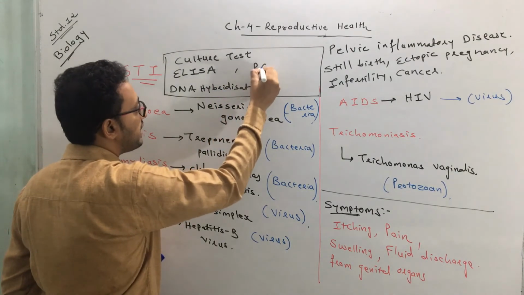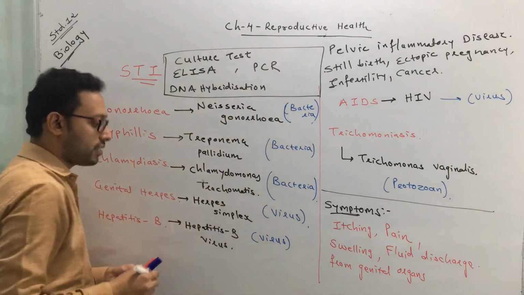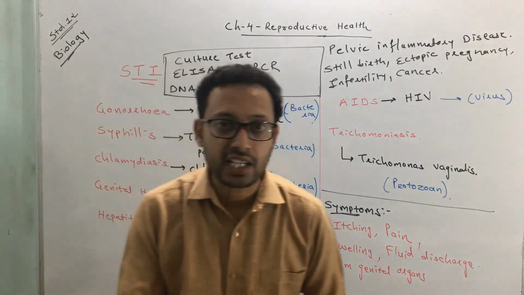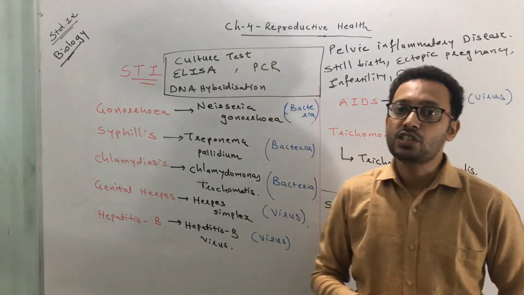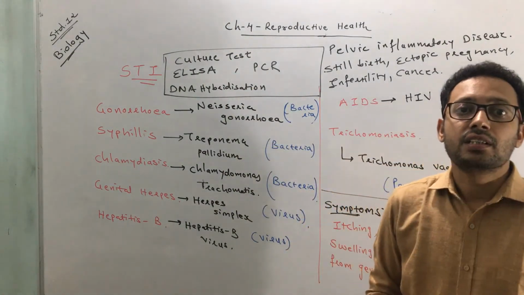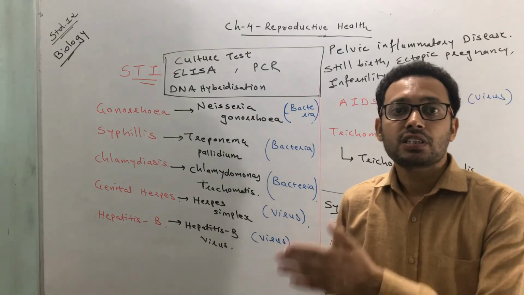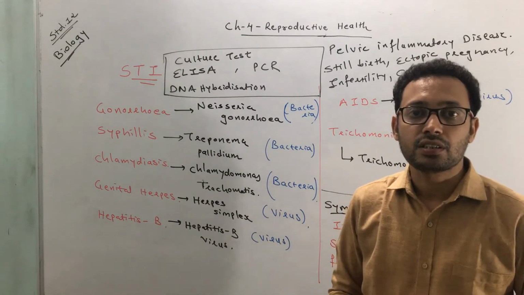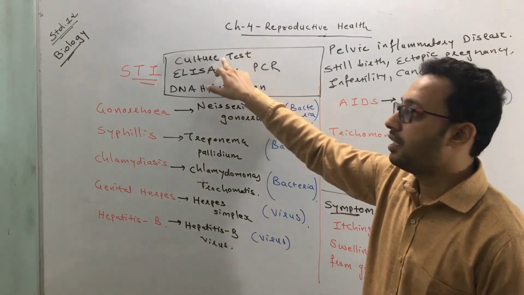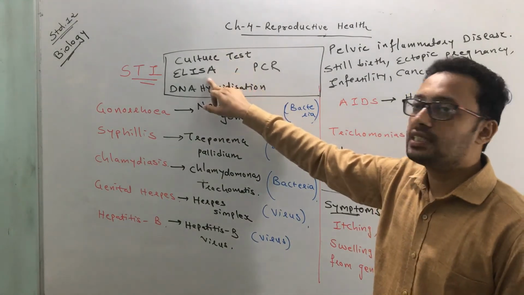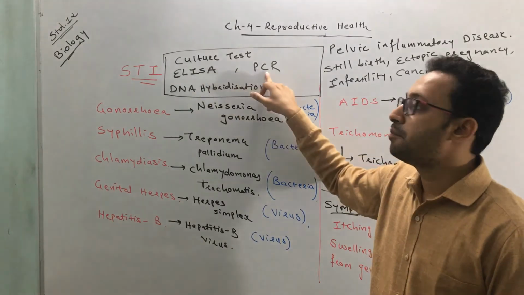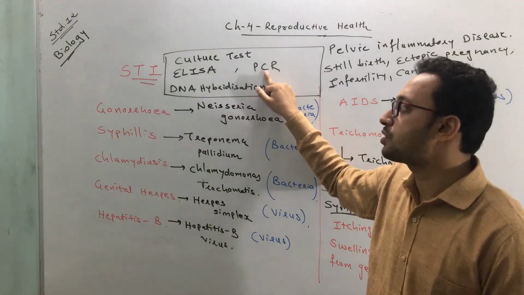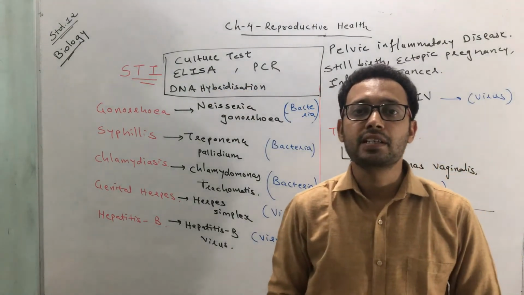Next is PCR, polymerase chain reaction. These are the few diagnostic tests by which the doctor determines which sexually transmitted infection the patient suffers from. So which are the diagnostic tests? A culture test. Second is ELISA, enzyme linked immunosorbent assay. PCR, polymerase chain reaction, and the DNA hybridization method.